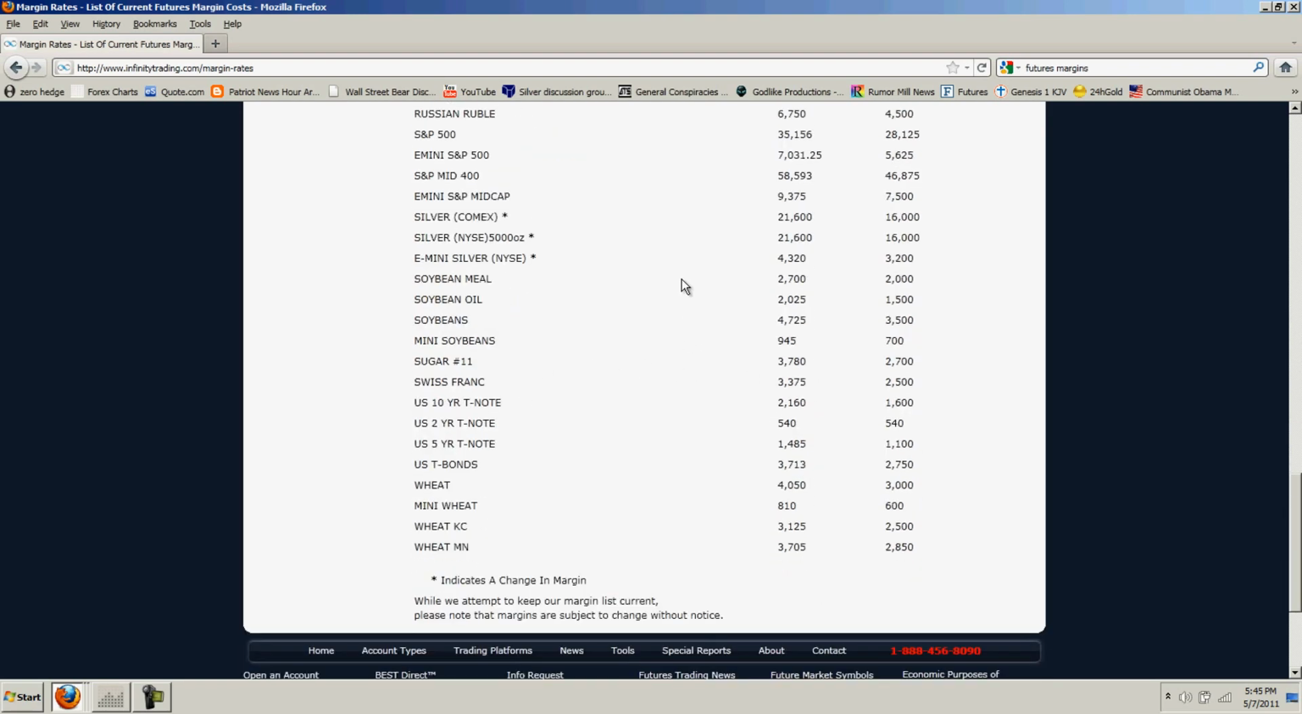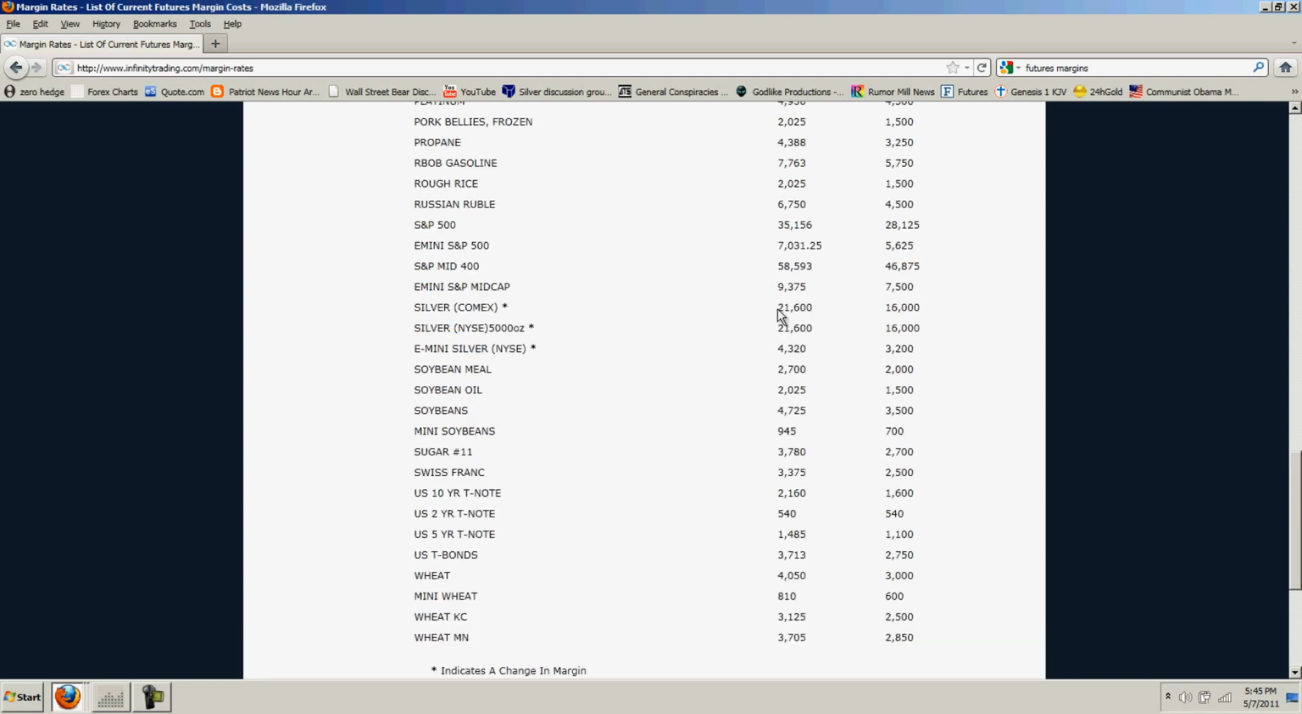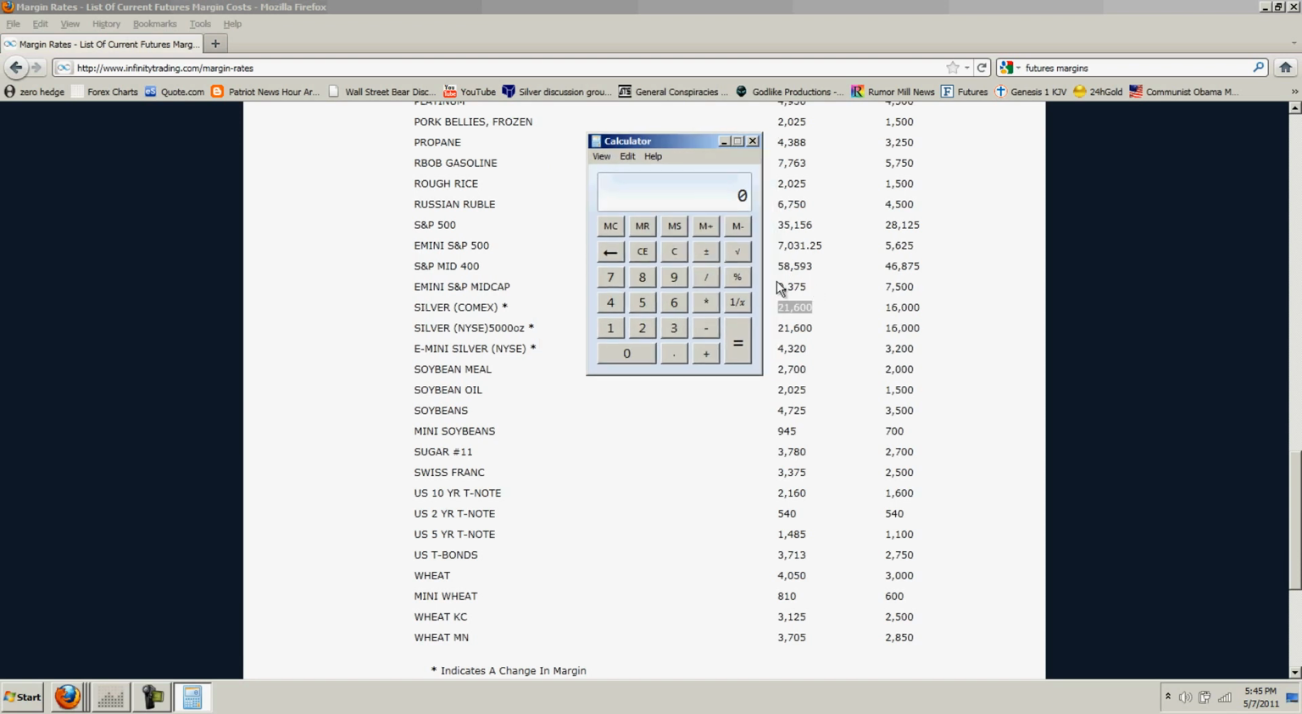Now, let's go down to silver. These margin hikes that we see here on silver are not the bottom. Actually, there's a lot of houses calling for $30,000. But we'll use this number. Now, with silver, you control 5,000 ounces of silver. So, let's look at the price of silver. We got 5,000 times 35. So you're controlling about $175,000 worth of silver. Now, at the top, when we were at 50, it was $250,000.